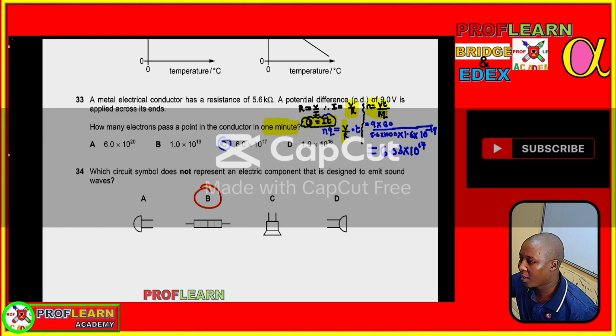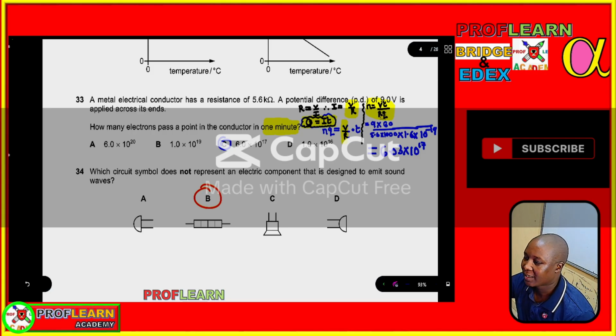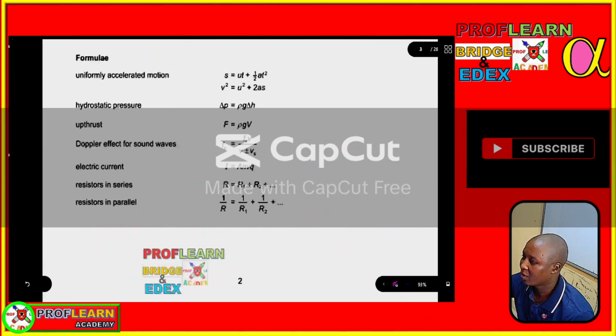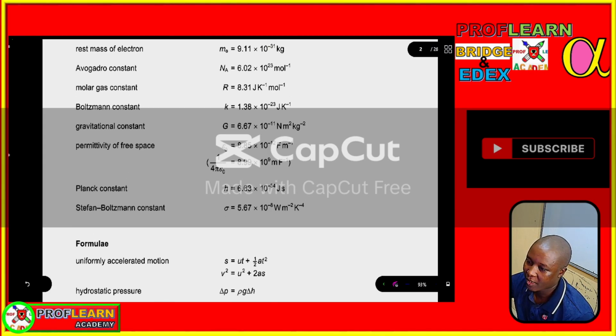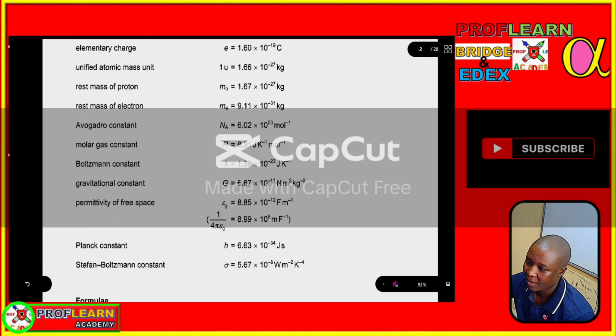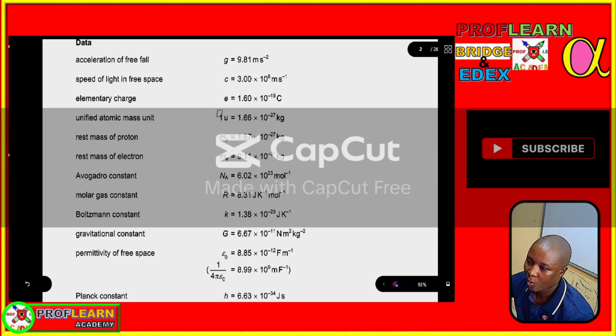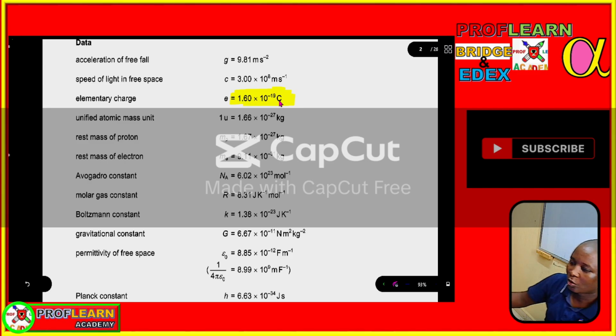and our main formula we shall use at the end of the day in this exam is N, the number of electrons, is equal to the voltage or potential difference times the duration, which is 60 seconds, over resistance times the charge of one electron. The charge of one electron is usually provided, which is 1.6 times 10 raised to power negative 19. This is the charge you shall be using.